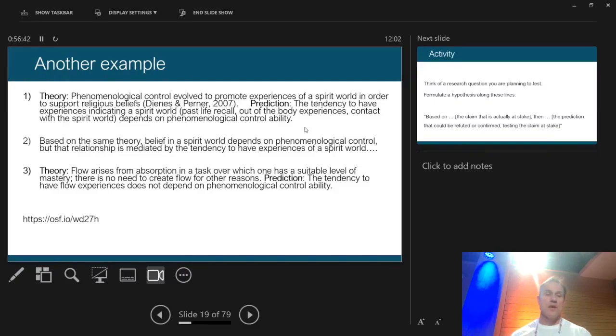We thought the experience of flow. So here's the theory. Flow arises from absorption in a task over which one has a suitable level of mastery. There's no need to create flow for other reasons, for example, because of your phenomenological control abilities. They'll either come about because you're mastering a situation, the right level of difficulty, or not. So that is the claim I would give up if that prediction failed.